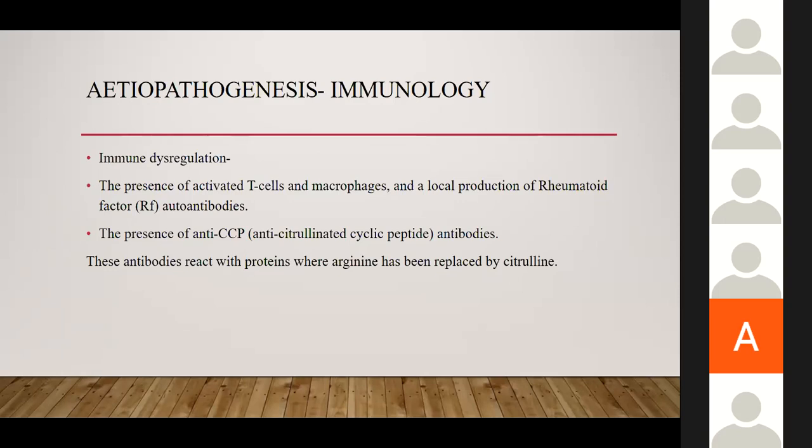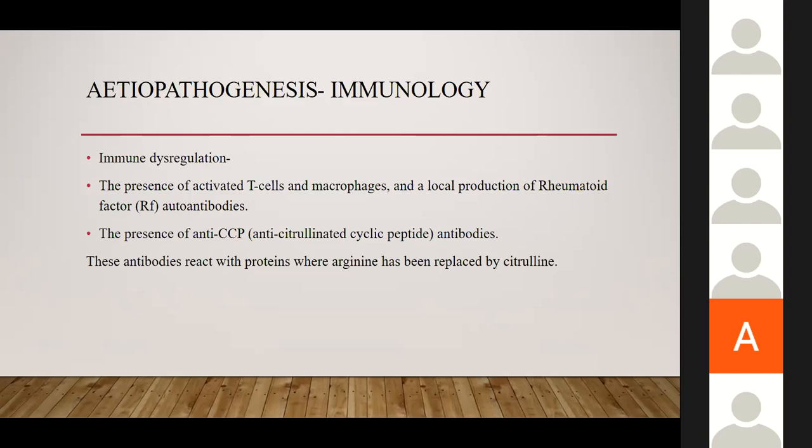So when you go down into immunology, you see that there's actually an immune foundation there, where you have T cells and macrophages all involved in a certain cycle, and there is also production of what we call autoantibodies, similar to what we talked about previously. In this case, you have the rheumatoid factor as one of the autoantibodies being produced. You can also have the anti-citrullinated cyclic peptide, which for short is anti-CCP antibodies, produced in rheumatoid arthritis.